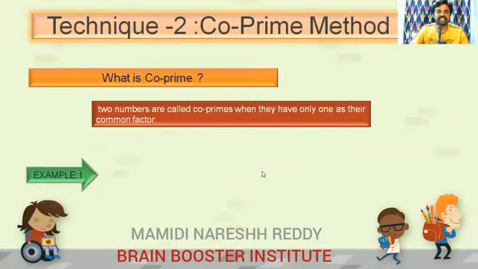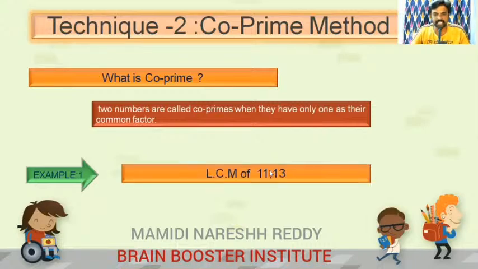Let's see one example of finding the LCM. LCM of 11 comma 13. 11 and 13 don't have any common factor, as they are odd numbers, and moreover they are prime numbers. So they don't have any common factors except 1. That's why we can define them as co-primes. So whenever there are co-primes, their LCM is nothing but the product of the given numbers. Simple.